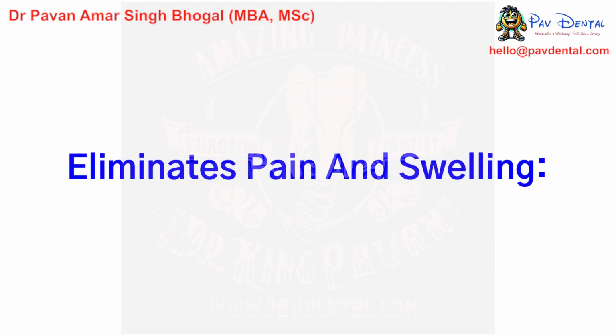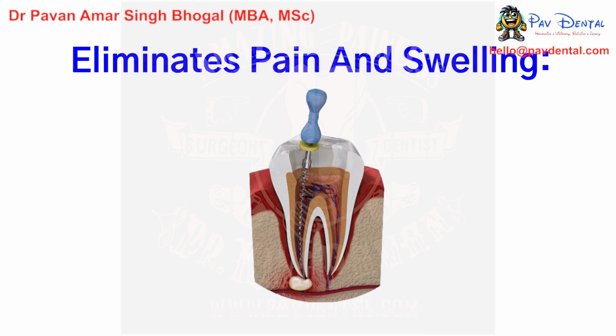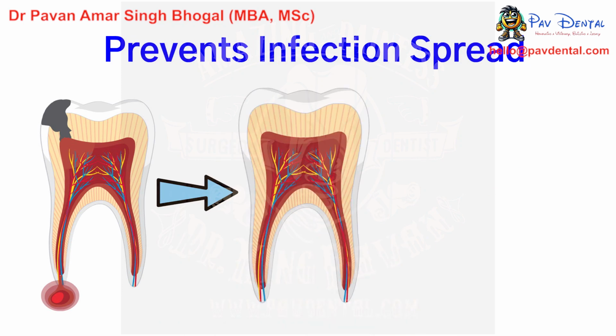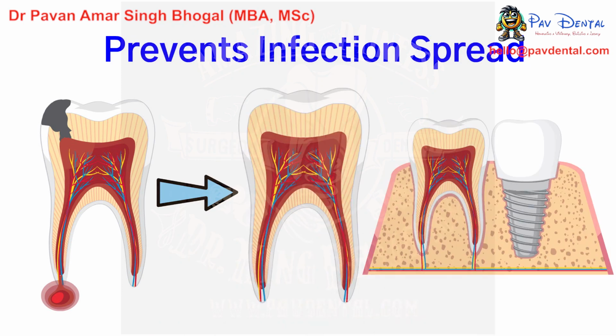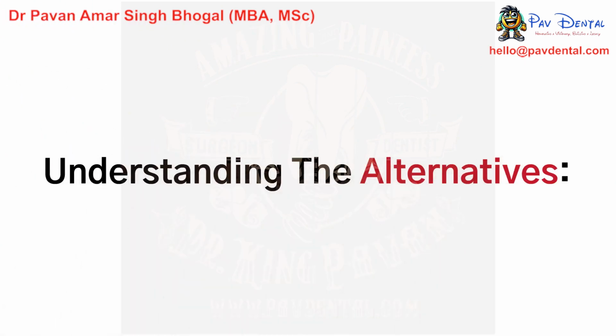Eliminates pain and swelling. Root canal treatment relieves the severe pain caused by an infected tooth. Prevents infection spread. By removing the infection, root canal treatment stops it from spreading to other teeth or even to your jawbone. Understanding the alternatives.